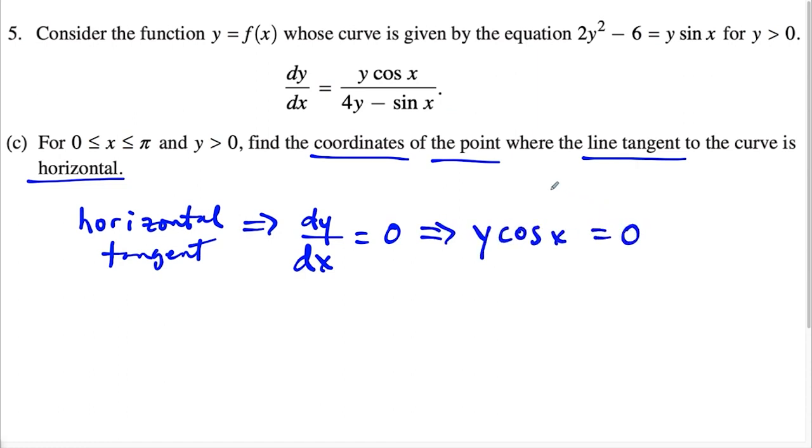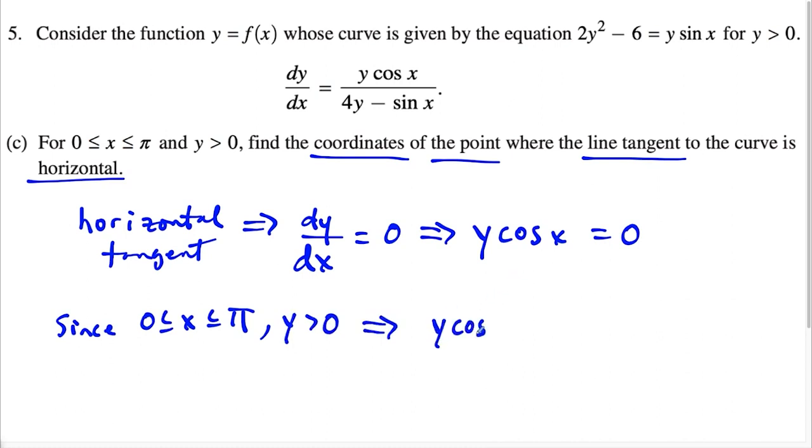But now we have to be mindful. Notice they said we have 0 is less than or equal to x is less than or equal to pi, and we have y is positive, then this tells us that y cosine x is equal to 0 when cosine of x is equal to 0. And then what's our solution here? This tells us that x is equal to pi over 2. Because notice x has to be between 0 and pi. So technically there are infinite answers to this, but this is the one that we're going with.